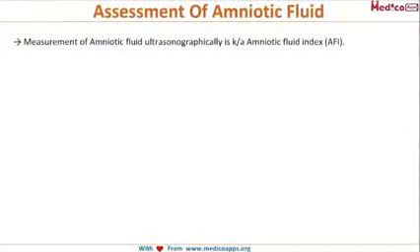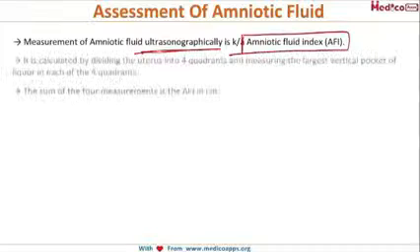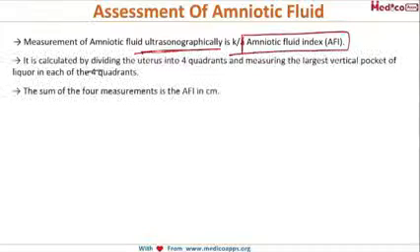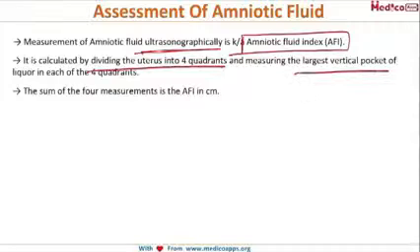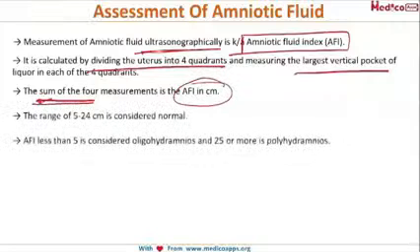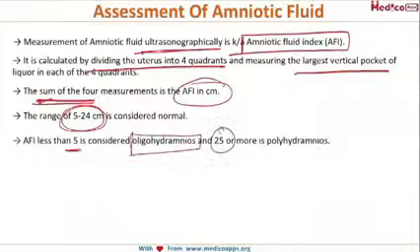Now, how do we assess this amniotic fluid in any pregnant lady? The measurement of amniotic fluid is done by ultrasound, and the index we use is amniotic fluid index. And how do we calculate this? It is calculated by dividing the uterus into 4 quadrants and then measuring the largest vertical pocket of liquor in each of the 4 quadrants, and then we add all these 4 to get the AFI in centimeters. And the normal range of this AFI is 5 to 24 centimeter. Now if it is less than 5, then we call it as oligohydramnios, and if it is more than 25, then it is called polyhydramnios.